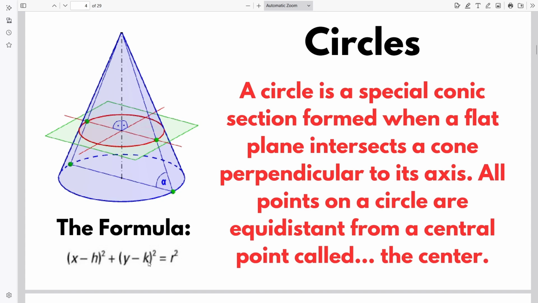So let's hit the formula. I'm sure if you've taken algebra, you're familiar with it. It's basically just x squared plus y squared equals r squared. And the minus h and minus k just move it around the Cartesian plane, or the grid.